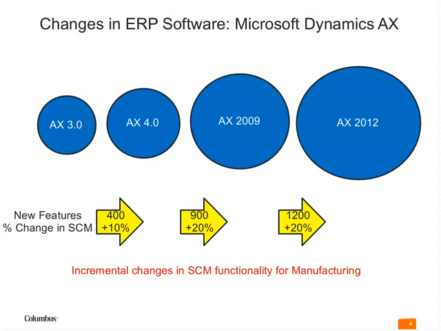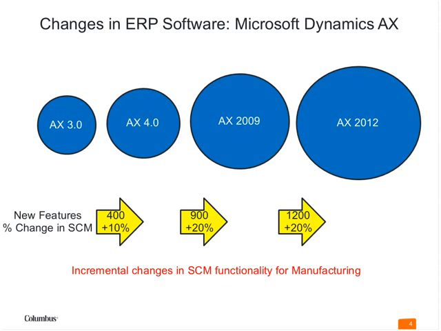So let's take a look at what's going on with AX. Now, I've been involved with AX for approximately 8 to 9 years, so it dates back to AX 3.0. This basic graphic is trying to show that with each release of AX, we're seeing a number of new features. And in terms of my metrics of trying to measure the percent change affecting supply chain management, we're seeing a 10 to 20% incremental change with each release. And this has been accelerating with each release.